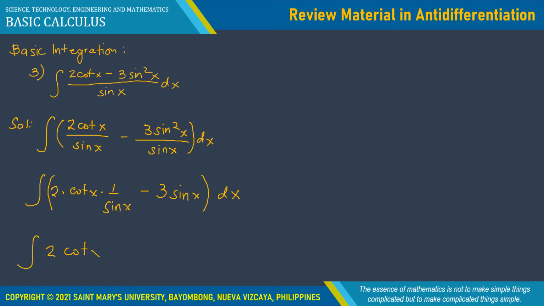Okay, simplify natin. So, we have 2 cotangent x. Alam naman natin na equivalent ng 1 over sine x using the reciprocal identity ay cosecant x. So, minus 3 sine x dx. So, para hindi malito, paghiwalayin muna natin. So, we have the integral of 2 cotangent x cosecant x dx minus the integral of 3 sine x dx.